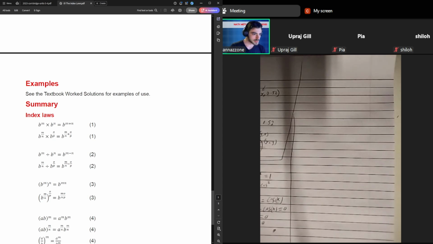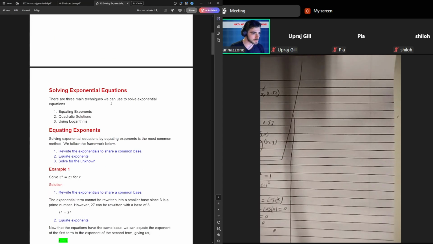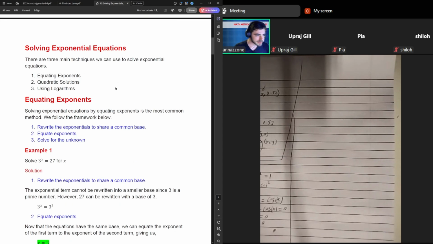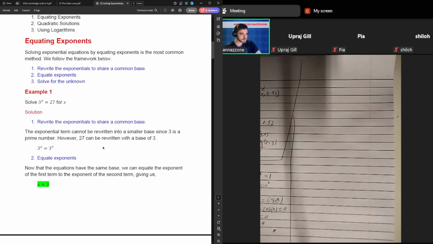Okay, next up, solving exponentials. There are 3 main techniques that you can use for solving exponentials. You can do so by equating exponents, quadratic solutions, or using logarithms. We're going to look at an example of all of those. If I need to slow down at any point, just sing out. But okay, equating exponents. We follow these 3 steps here.